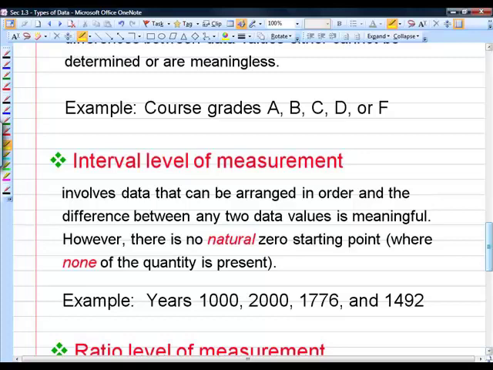Temperature is another thing where this makes sense, where there's just an interval level of measurement. I can say if it's supposed to be 100 degrees today, and the low today was like 75, we can say that there's been a 25-degree temperature difference, right? But does it make sense to say, well, 100 degrees is twice as hot as 50 degrees? How do you measure that? That doesn't make sense. And the reason it doesn't make sense is because there is no natural zero starting point. So that's an interval level of measurement where the difference makes sense, but there's no natural zero.